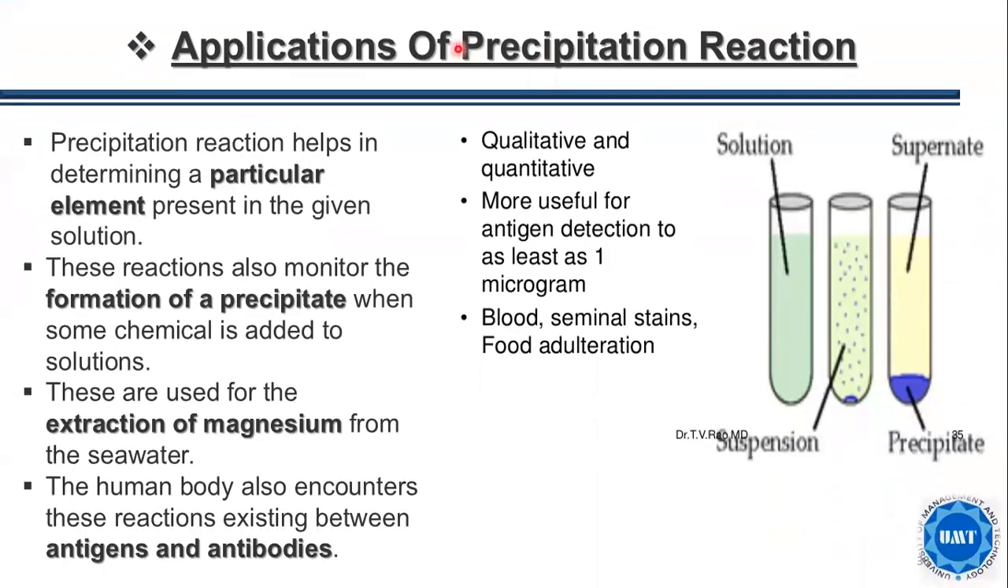Now, what are the applications of the precipitation reaction? Precipitation reactions help in determining a particular element present in a given solution. These reactions also monitor the formation of the precipitate when some chemical is added to a solution. These are used for the extraction of manganese. In the human body, we also encounter these reactions between antigens and antibodies.